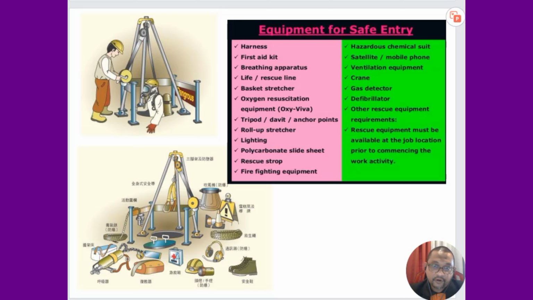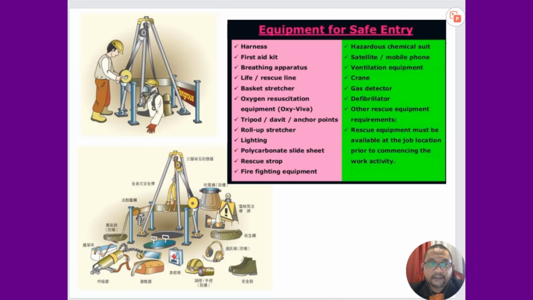Okay, number four, you can also use lighting. Explosion-proof lighting, specially designed to prevent a spark in environments where flammable gases and dust are present. Portable, waterproof, and durable light ensure good visibility in low light condition.